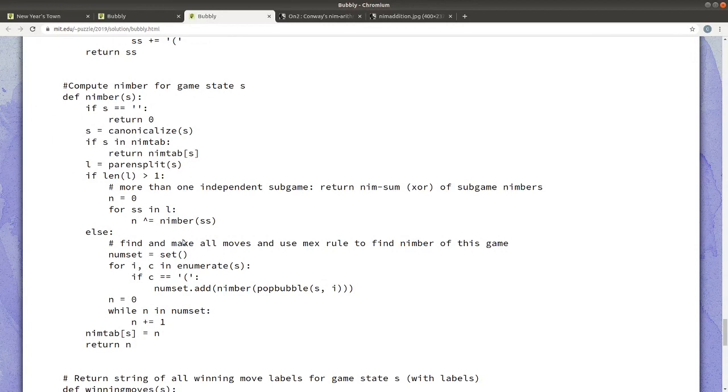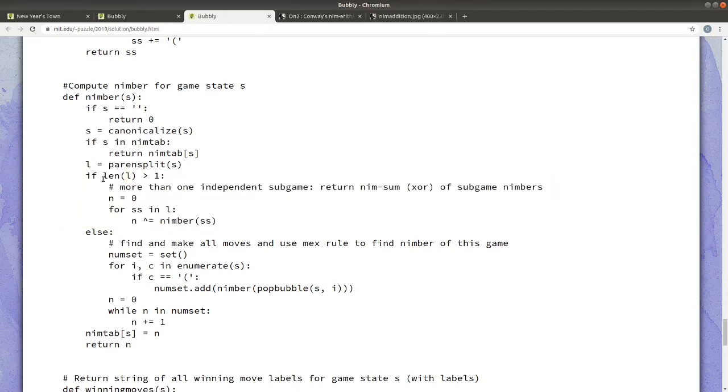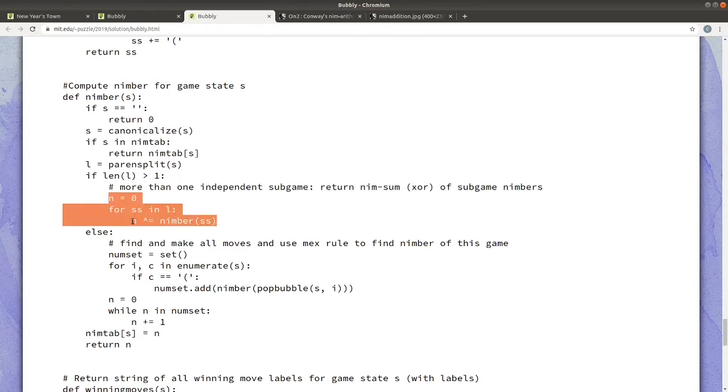I'm not going to explain every line of code here, but this block here is the Sprague-Grundy Theorem. L is the set of bubbles that make up the state. So if there's more than one bubble, more than one independent subgame, return the XOR of the subgame nimbers. It calls nimber recursively on each of the individual bubbles, and this caret is the Python symbol for XOR. So it just XORs them together, and that's how it gets the number for this state.